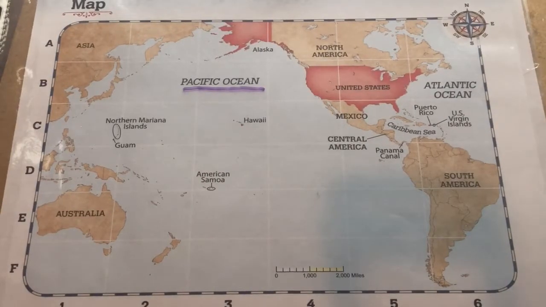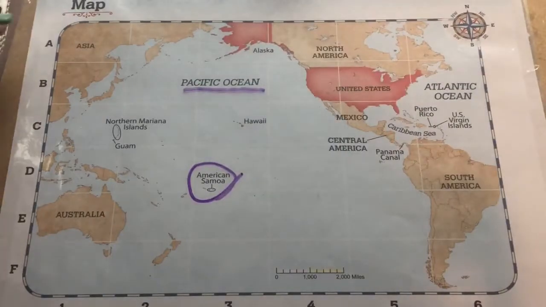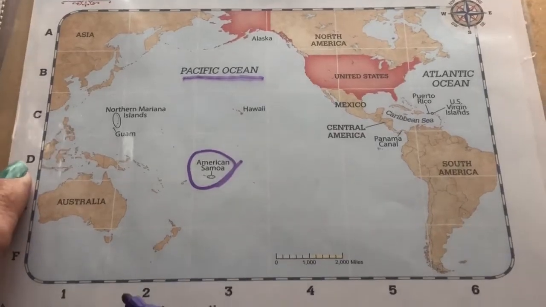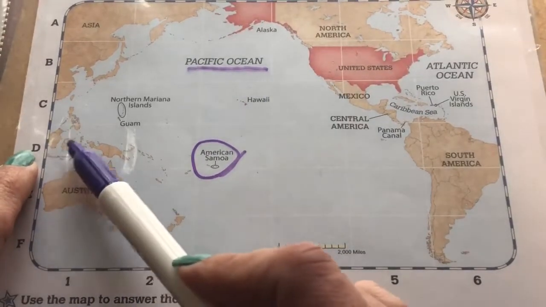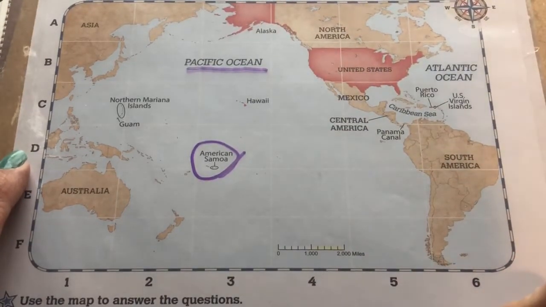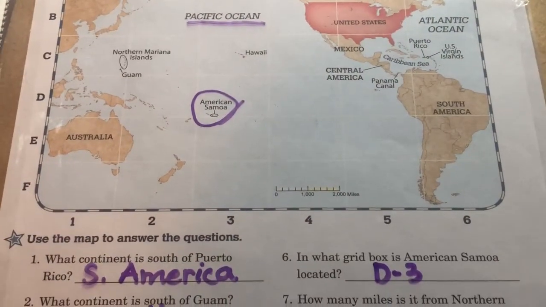And number 6, we're going to practice using coordinates. In what grid box is American Samoa located? Okay, so we're going to use the letters first and then the numbers. Okay, so we find American Samoa is right here. We're going to come down the side. It's at letter D. And then we're going to go across the bottom with our numbers. So it's in box D3. So you would put the letter D first, a dash, and then the number 3. Great job. So it should look something like that.